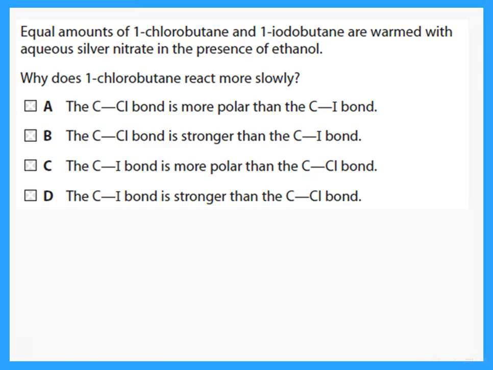Equal amounts of 1-chlorobutane and 1-iodobutane are warmed with silver nitrate in the presence of ethanol. Why does 1-chlorobutane react more slowly? Remember, we said if I have C-Cl or C-I, which bond will break more easily? We said as we go down, the halogen is a bigger atom, so the bond is weaker and will break more easily. And that means that the C-Cl bond is stronger than the C-I bond.